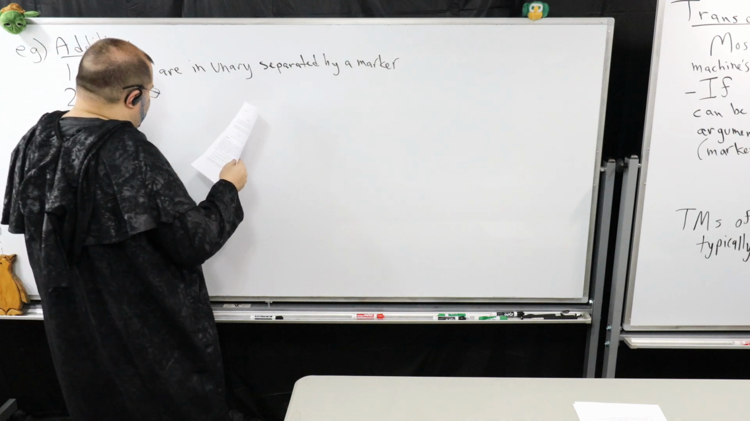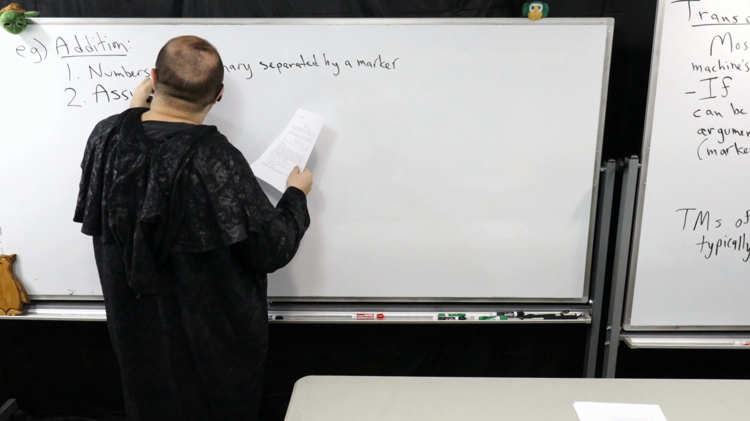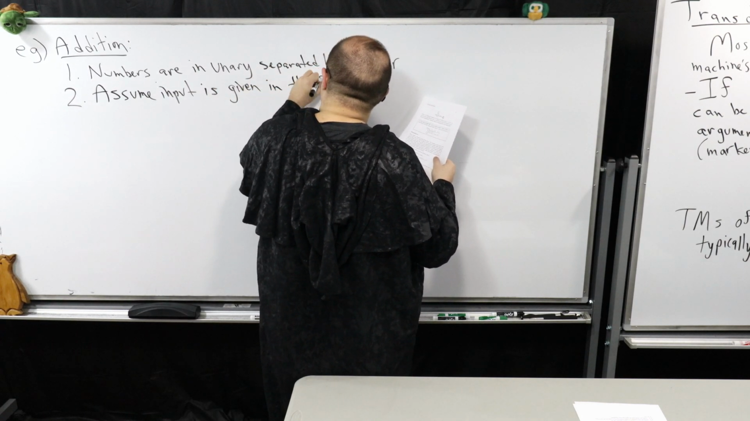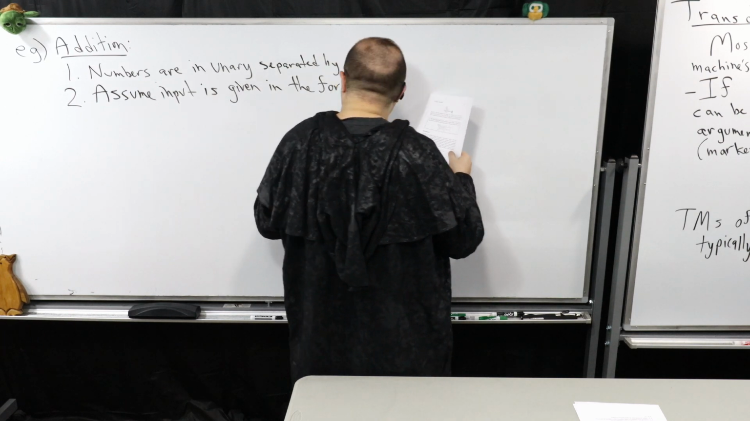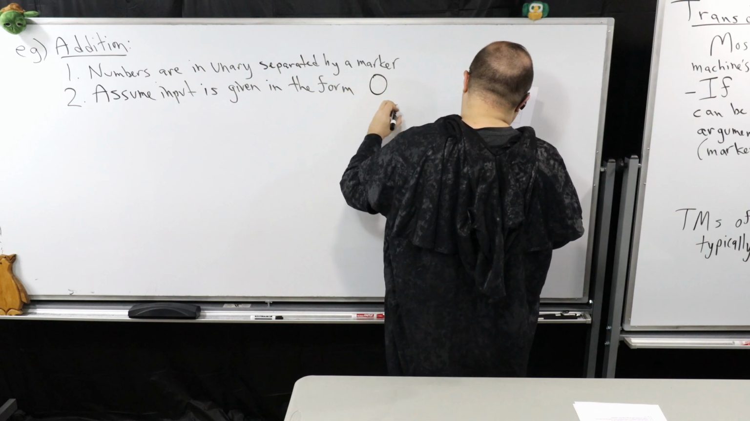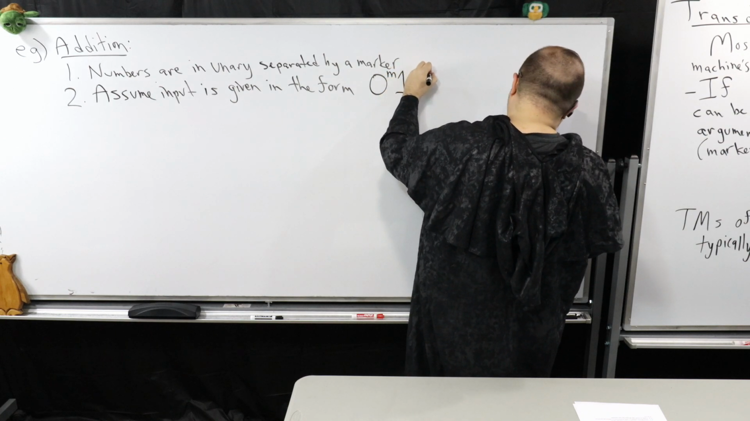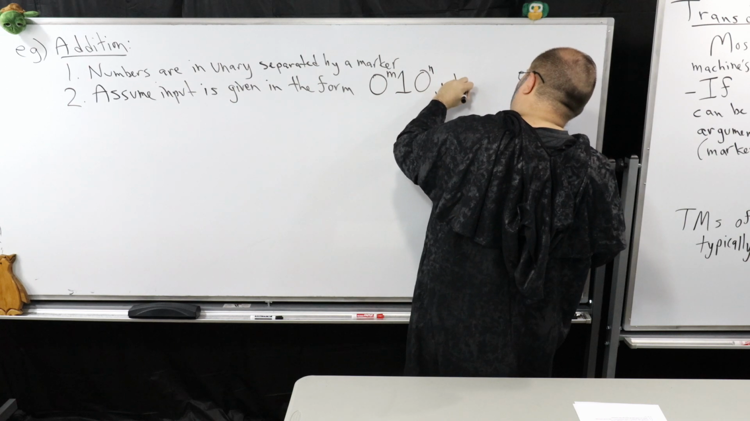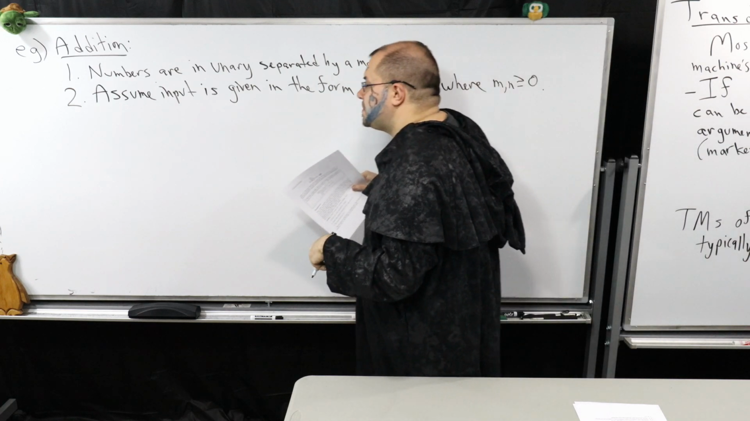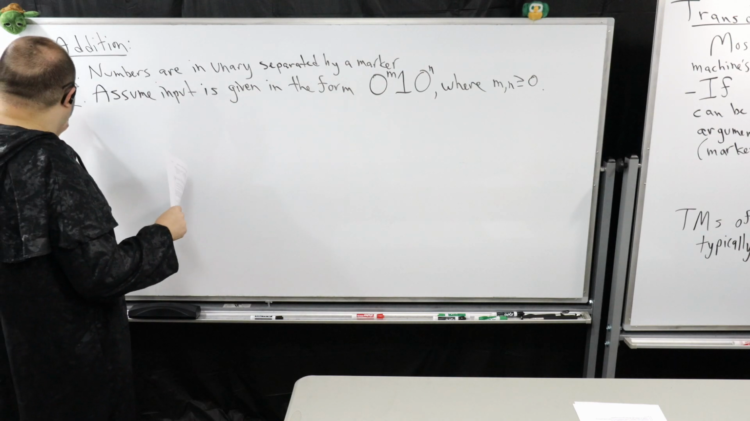Then I'm going to assume input is given in the form. This is the form it's always going to come at you in, so you don't have to do any error checking or anything like that. Just assume it's going to be given to you like this. It's going to be given to you as 0^m 1 0^n, where m and n are non-negative. That means that I'm allowed to have 0 zeros on one of these two sides.